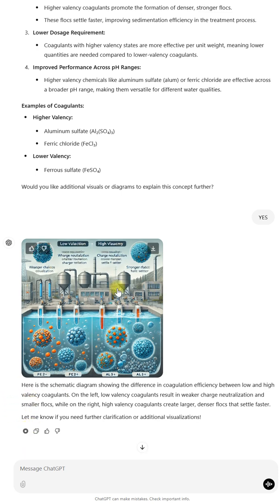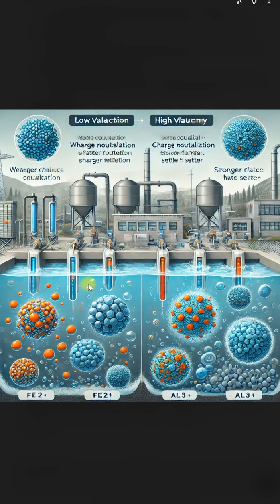Here is the schematic diagram showing the difference in coagulation efficiency between low and high valency coagulants. On the left, low valency coagulants result in weaker charge neutralization and smaller flocs, while on the right, high valency coagulants create larger, denser flocs that settle faster.